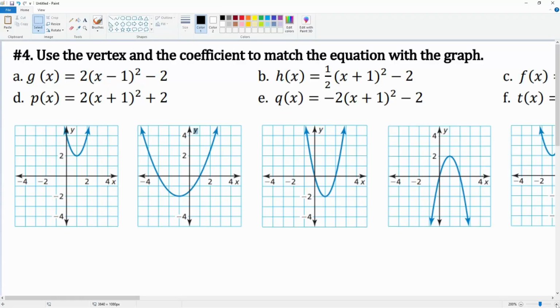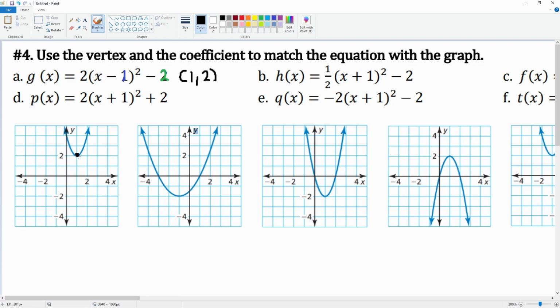We have number 4 here. We're going to use the vertex and the coefficient to match the equation with the graph. So here you have to find the vertex. The vertex here is going to be 1, and the k here is going to be a 2. So the vertex here would be 1 comma 2. So we're going to look for that point that has 1 comma 2.